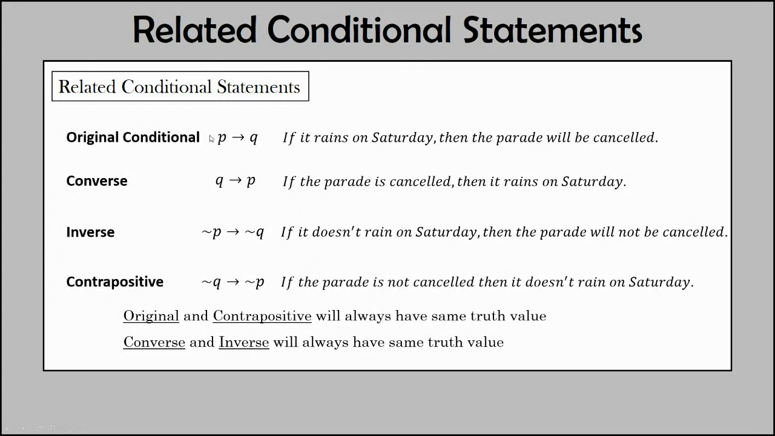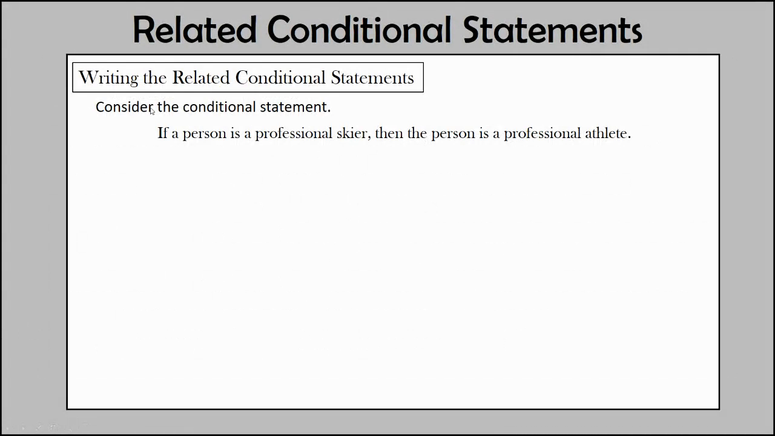Okay. And there can be a variety of different ways that this works out. Okay, let's start with the basics here. Consider this conditional statement. If a person is a professional skier, then the person is a professional athlete. Our hypothesis is the person is a professional skier. Our conclusion is that the person is a professional athlete. And I would say that's true. If you're a professional skier, skiers are athletes, then you're a professional athlete.